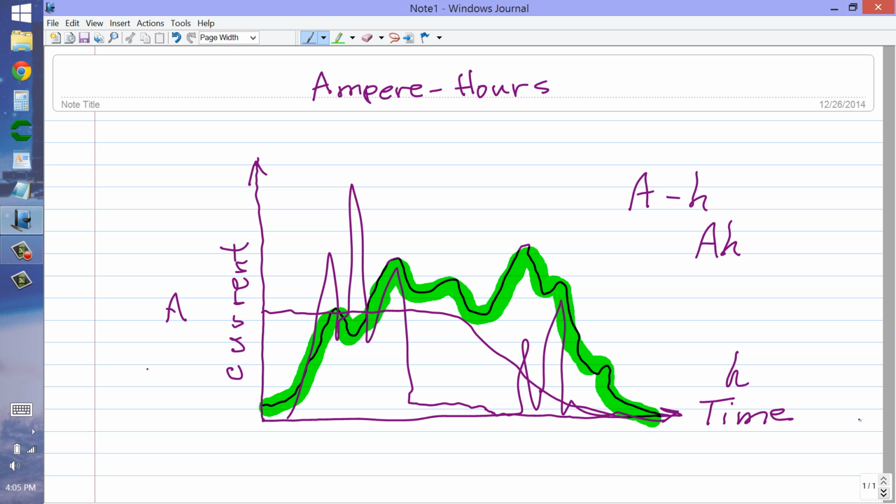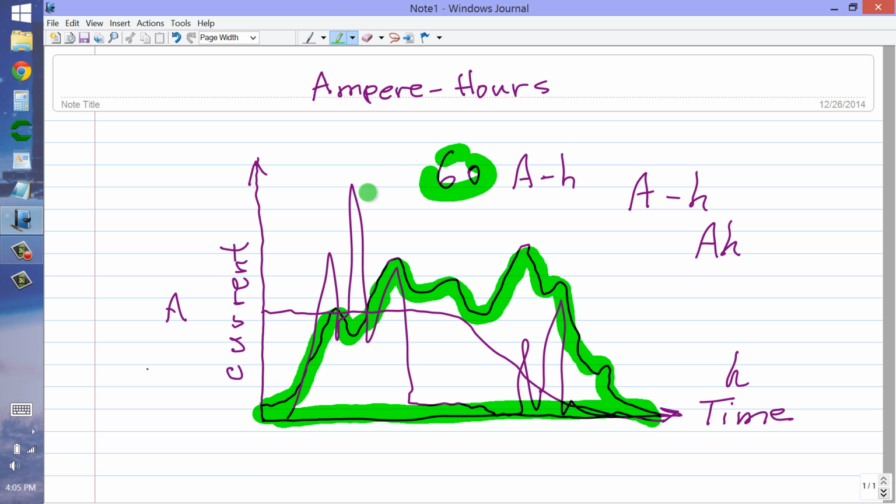But when you talk about a certain battery's capacity in ampere hours, say 60 ampere hours, then what you're saying is that no matter what sort of curve you have here, within reason, the area under this curve is always going to be 60 square units, as it were, 60 ampere hours. So that's how battery capacity is expressed.